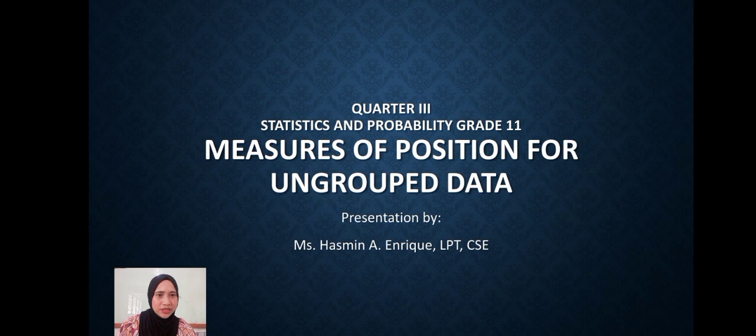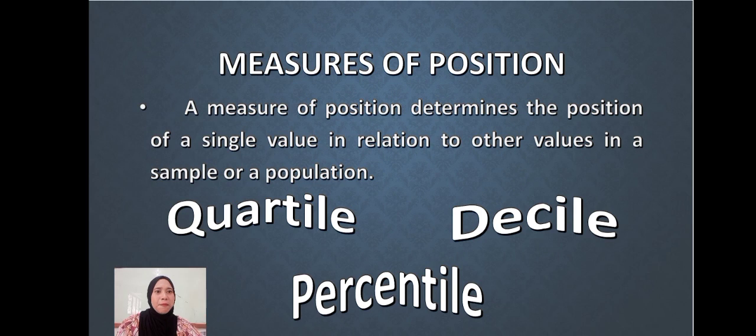So what are these measures of position, or how can we measure the position of the data that we have? By definition, a measure of position determines the position of a single value in relation to other values in a sample or population. This is measured by getting the quartile, the decile, and the percentile.